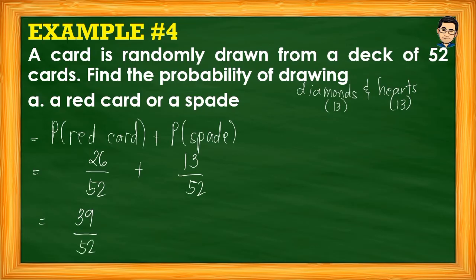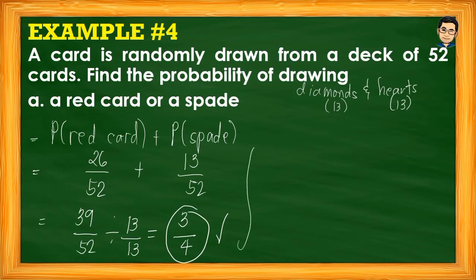So, yung greatest common factor ng 39 and 52 is 13. So, we will divide both numerator and denominator by 13. So, 39 divided by 13 is 3. And then 52 divided by 13 is 4. So our answer is 3 over 4 or 3/4. So the probability of getting a red card or a spade card is 3/4.